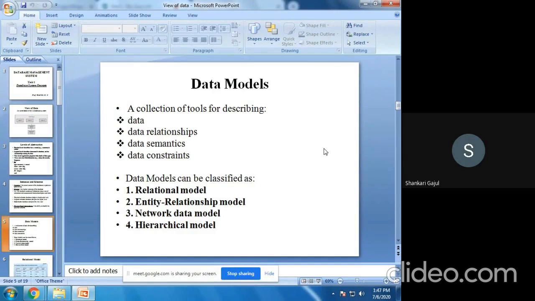A data model is a collection of tools for describing data relationships, data semantics, and data conditions, that is, what kind of conditions we apply on particular record names or attributes. This describes the overall design or structure of the database. So basically it is the collection of data relationships, data semantics, and data constraints.